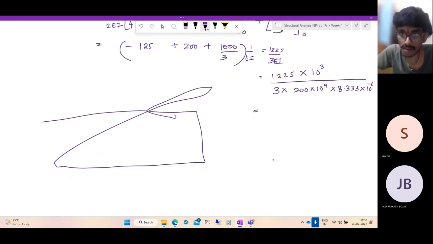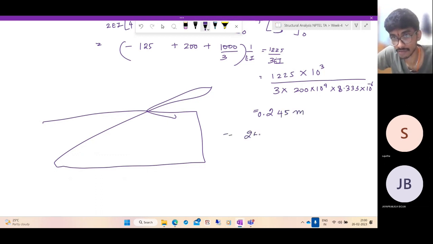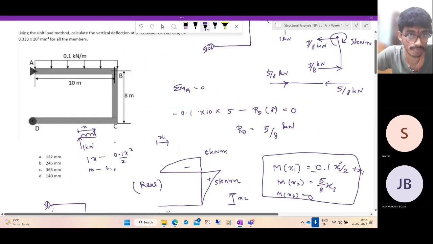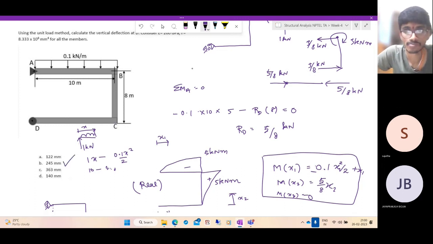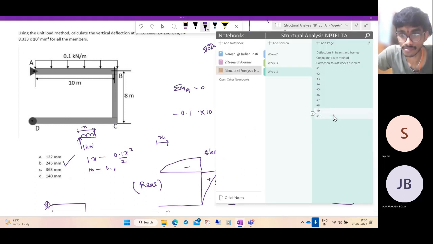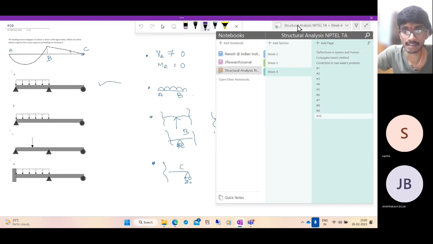The answer is 0.245 meter, which is 245 mm. So it is option B. And 10 we have already seen.